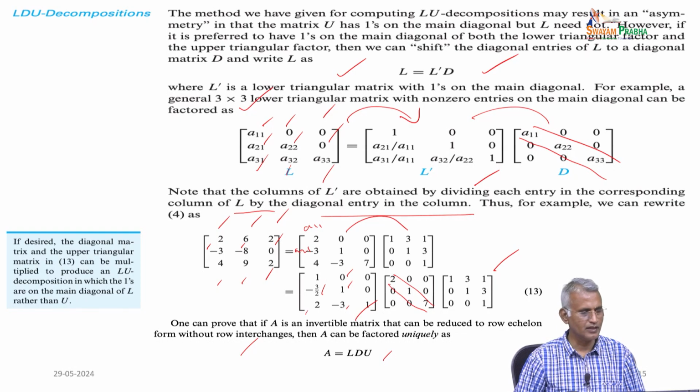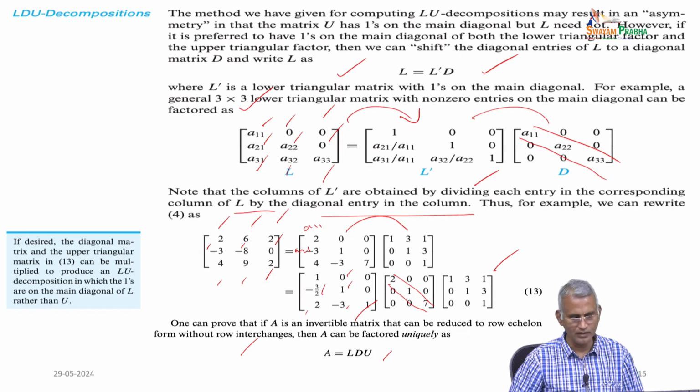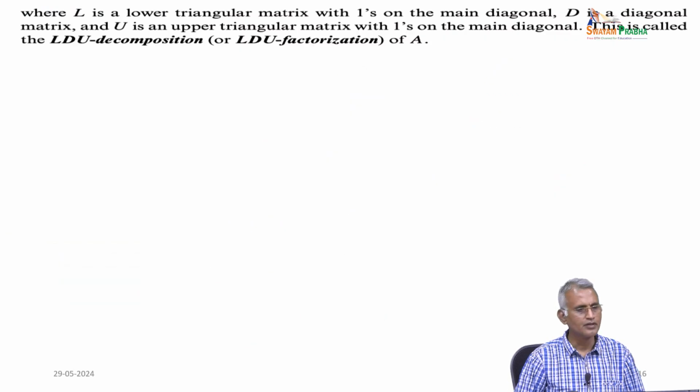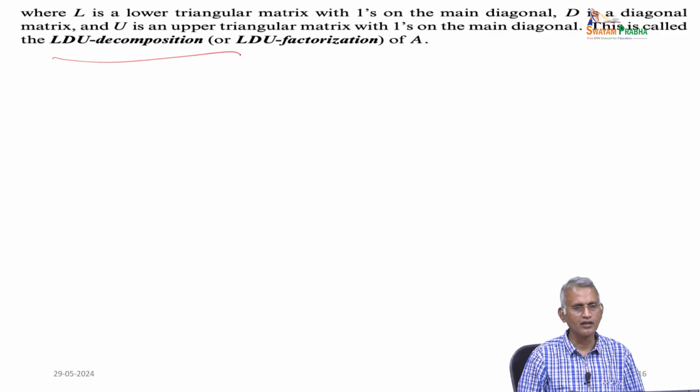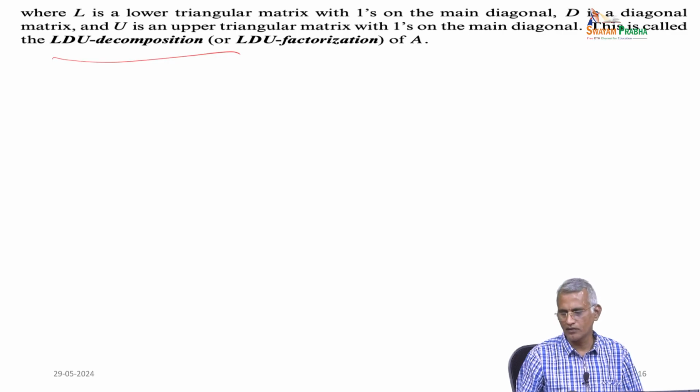So, this is the technique we can use for LDU decomposition, and it can be applied to the procedure of LU decomposition with ones on the main diagonal of L rather than U. So, where L is a lower triangular matrix with ones on the main diagonal, D is the diagonal matrix, and U is an upper triangular matrix with ones on the main diagonal. So, this is called the LDU decomposition or LDU factorization of A.